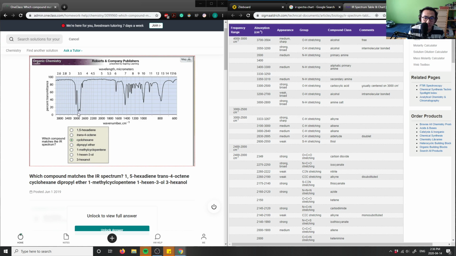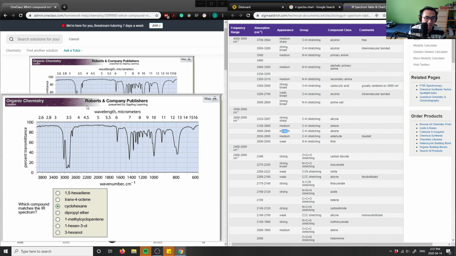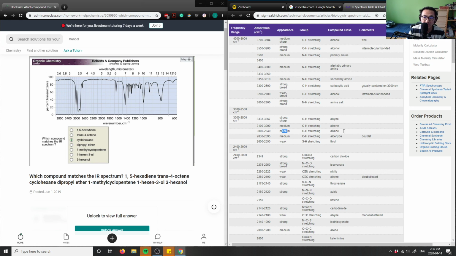This is a stretch, I want sharp or broad, right? It says here sharp, broad between 3,000, so let's check here. At 3,000 it's just an alkane in this case. Alkane here with 2,000 to 3,000. This here is a medium dip in the percent transmittance. It's kind of a medium dip here, right? And it's just an alkane.